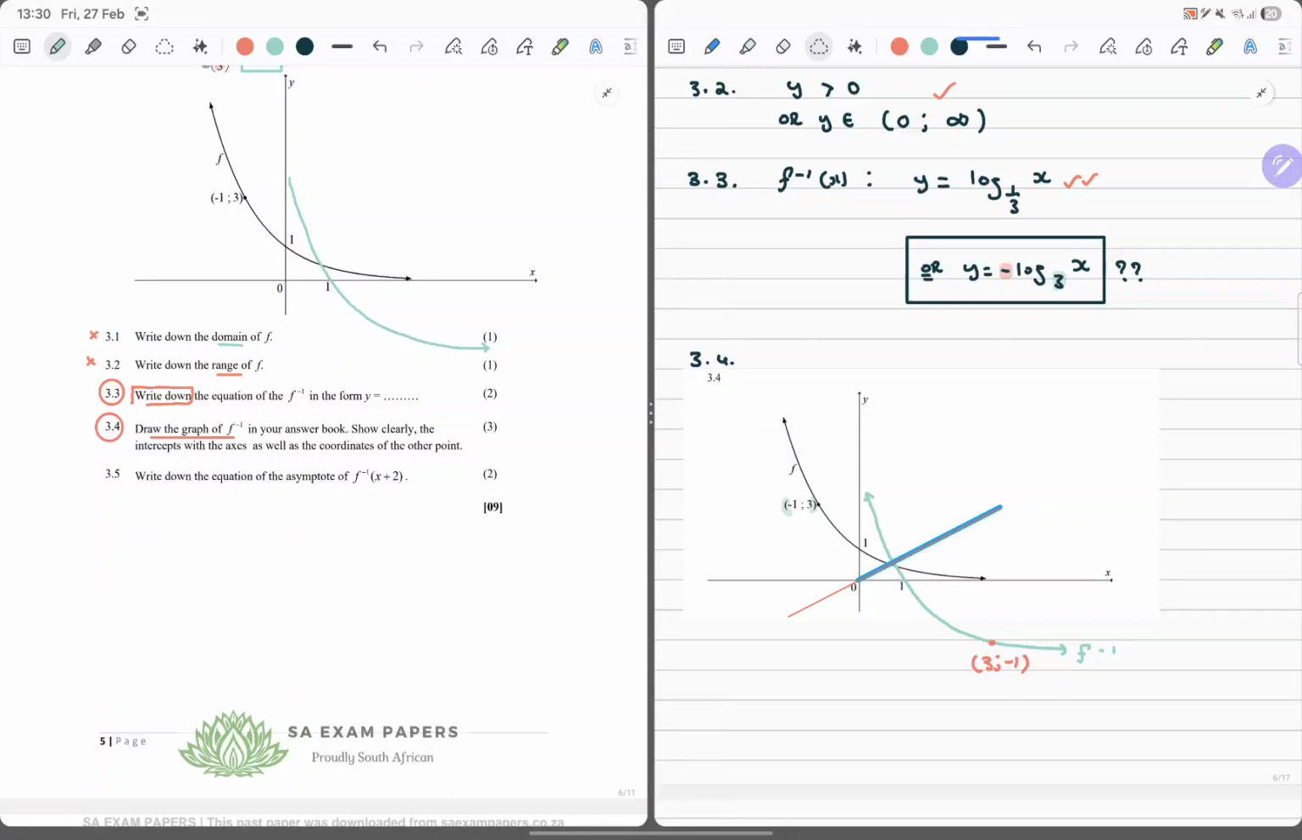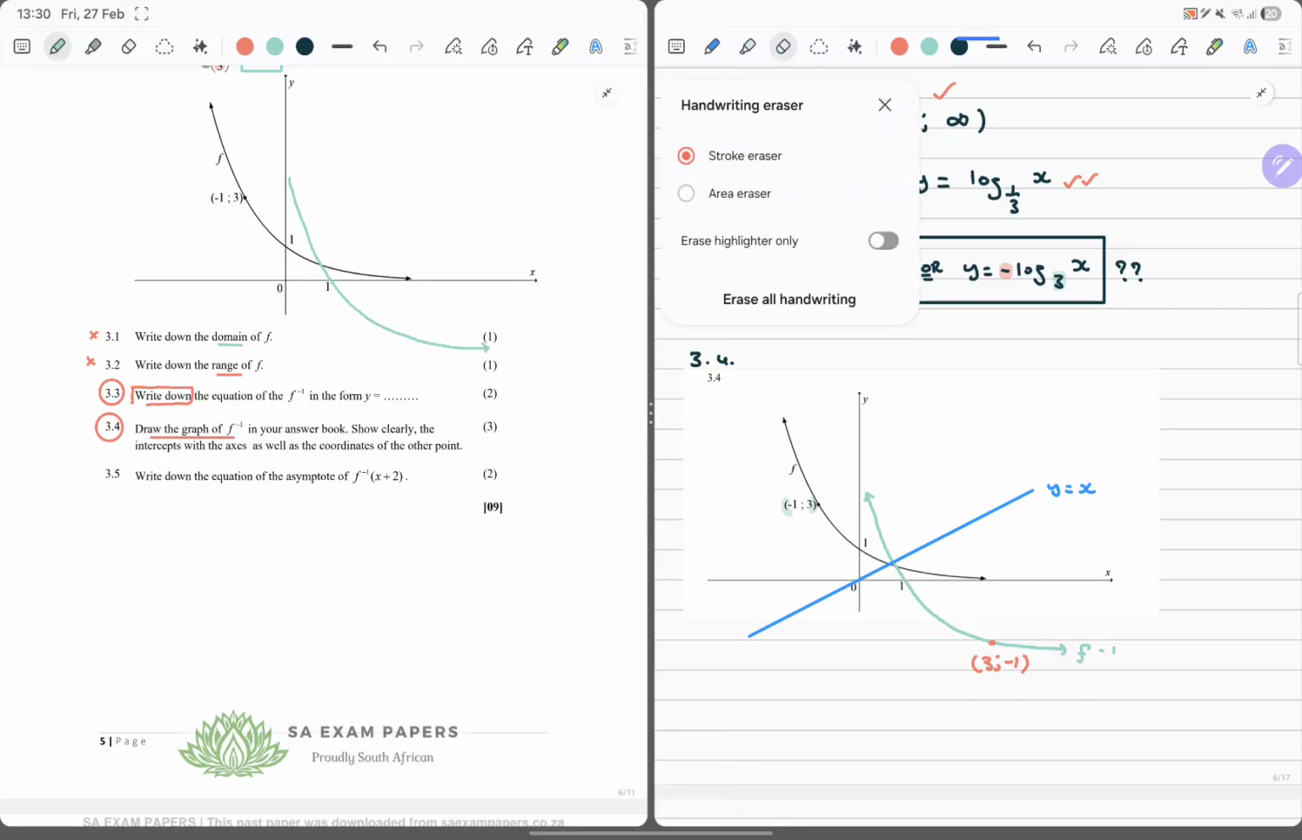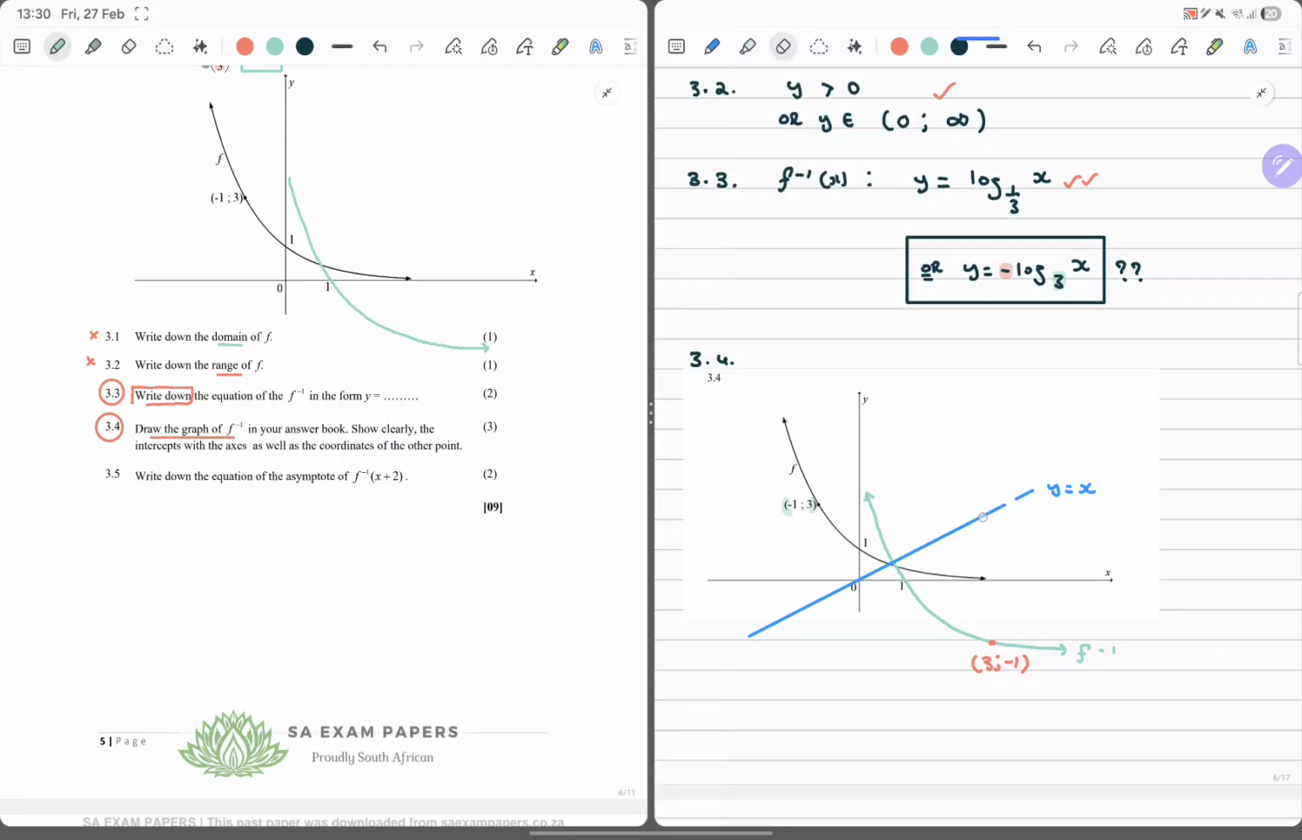Here's the axis of symmetry. Whenever we draw an inverse function, we must be cognizant of the line of symmetry, and we show this with a dashed line. And of course, this is the point of intersection of these two graphs. Of course, it's not quite perfect, but yes, that's it.